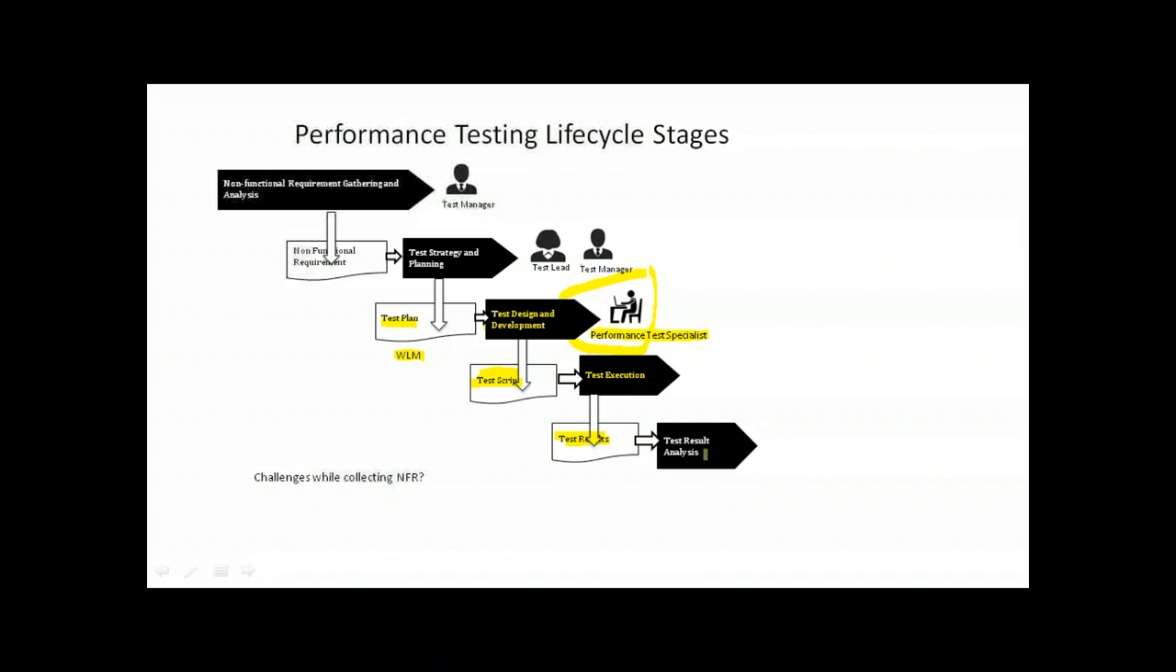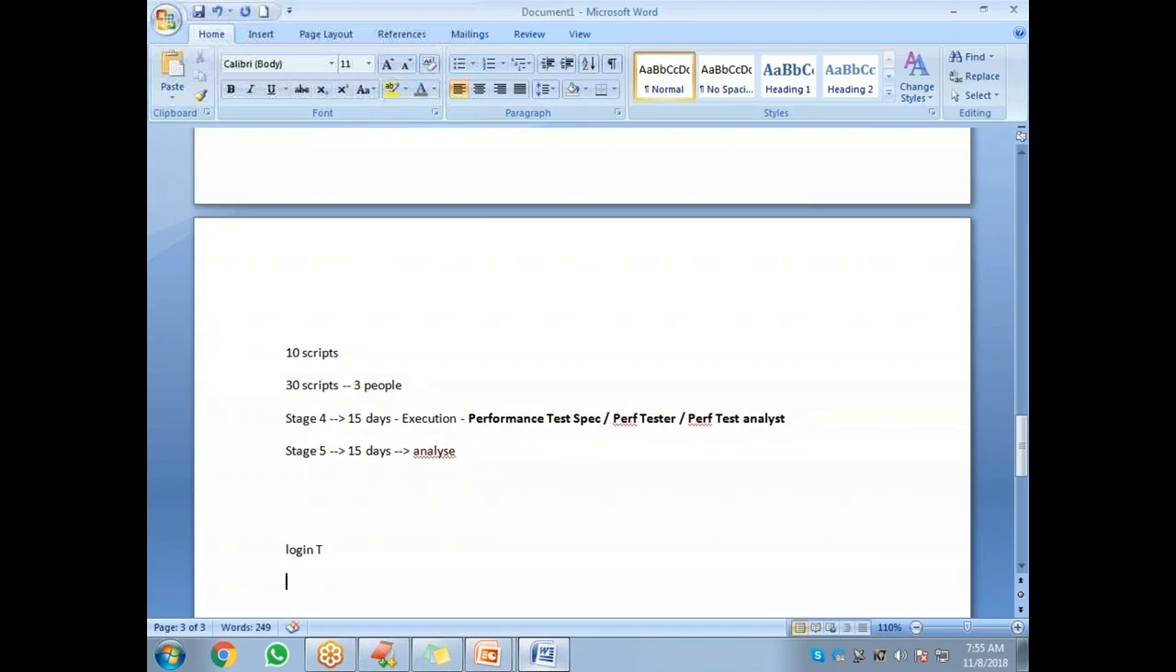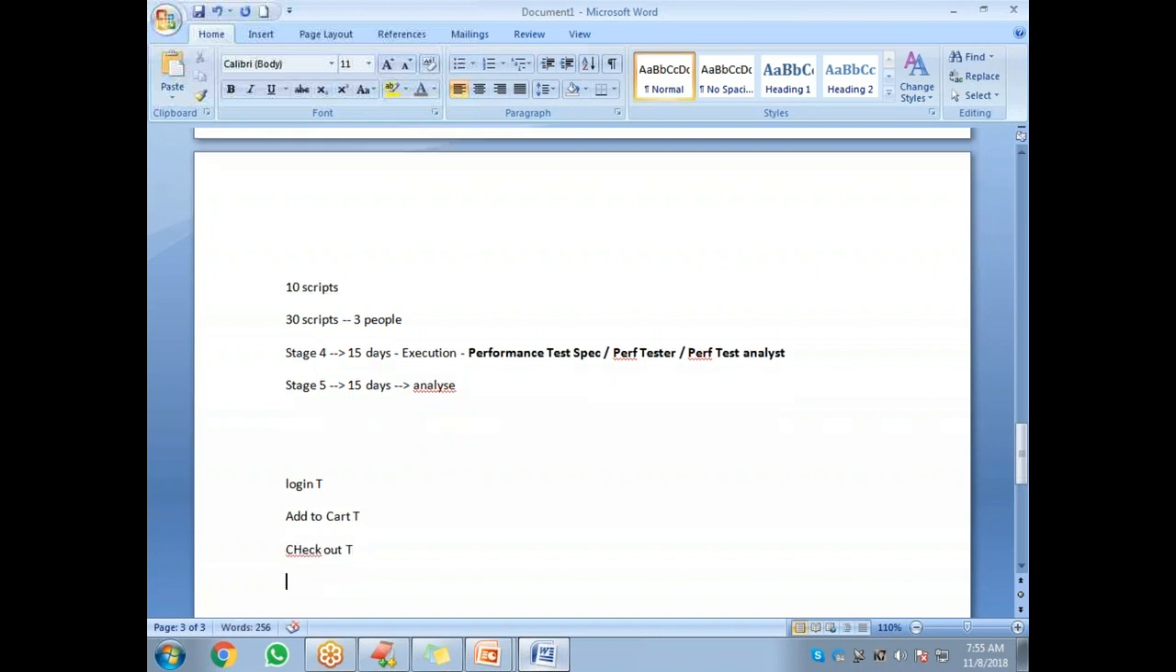I'll tell you what analysis is, simply. When we go to analysis, it's a very deep subject. You go really deep into it, but I'm telling you just to get a ballpark idea. Let's say there are transactions: login transaction, add to cart transaction, payment transaction, checkout transaction, and logout transaction.